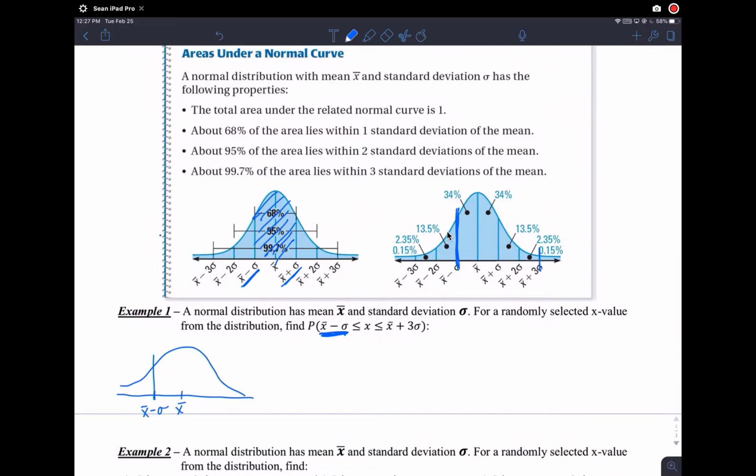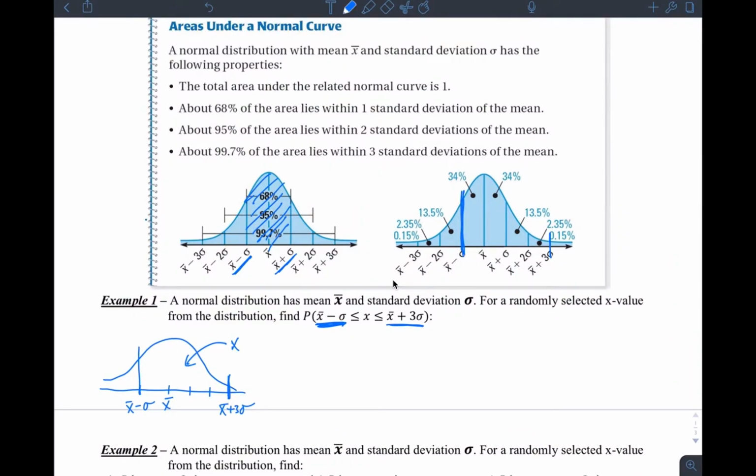And then say the mean plus 3 standard deviations, so that would be here. And then the question is, what is the probability that if I randomly pick an x value from the distribution, it comes from here? So you can choose to shade that. I think that's a good idea. Shade this in, and now you know what you're looking for. Basically you're breaking this into chunks and saying what size is each chunk, and then you can calculate the probability.